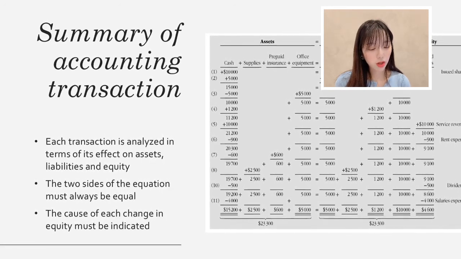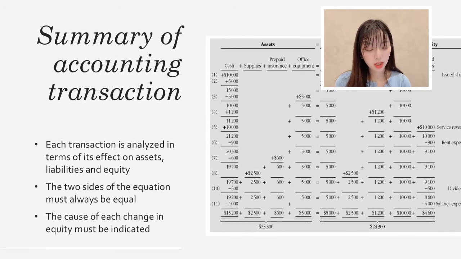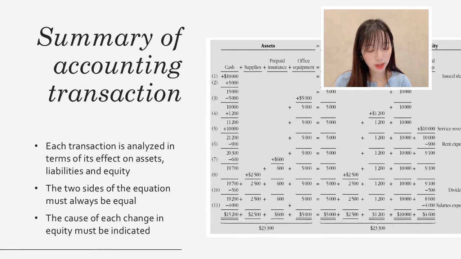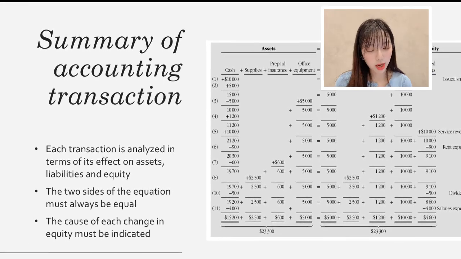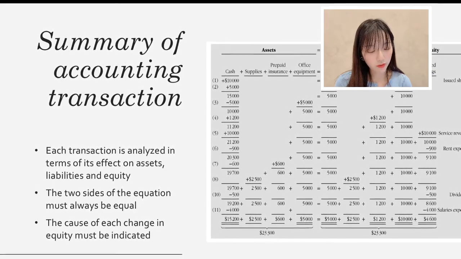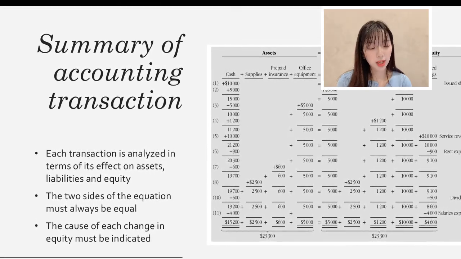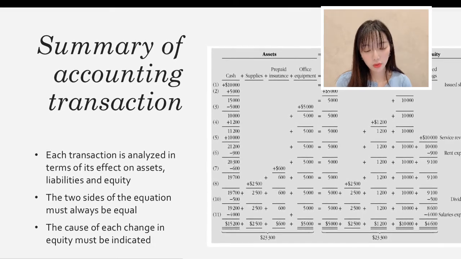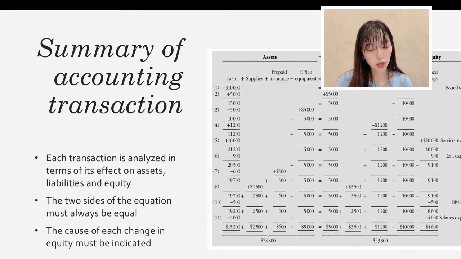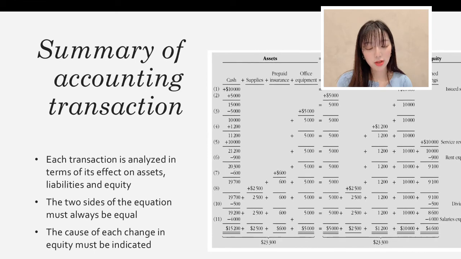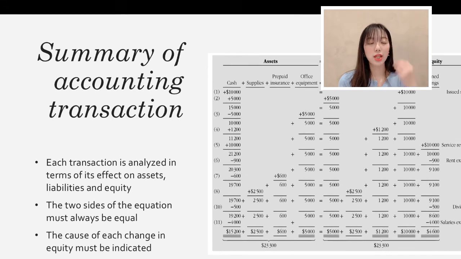So the entries demonstrate 3 significant facts. Number 1, each transaction is analyzed in terms of its effect on assets, liabilities, and equity. Number 2, the two sides of the equation must always be equal. Number 3, the cause of each change in equity must be indicated.